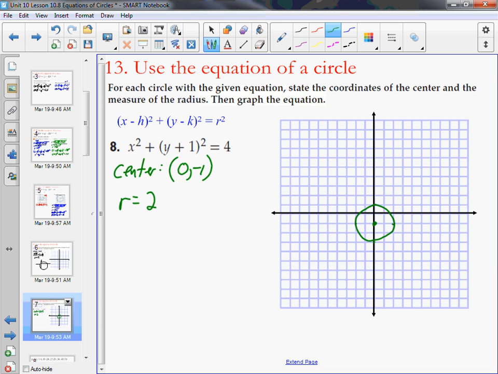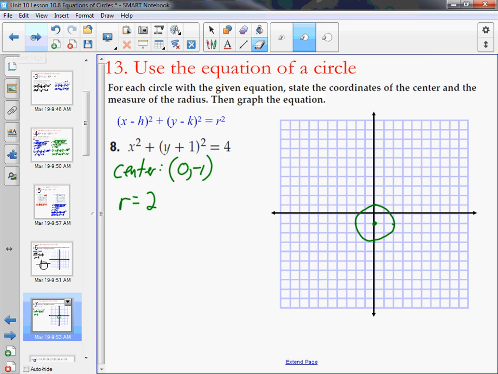All right, I've got a question for you. What if, instead of a 4 over here, that had been a 7? Then what would the radius be? Square root of 7. How would you graph that? You're going to have to estimate. You're going to have to estimate like crazy. Square root of 9 is 3, so square root of 7 is going to be smaller than 3. So just make the radius a little bit smaller than 3. And that'll have to be good enough. Okay?